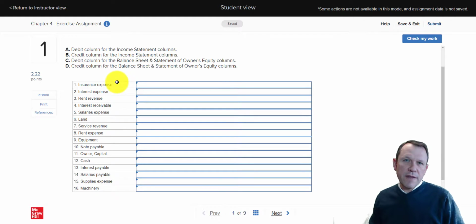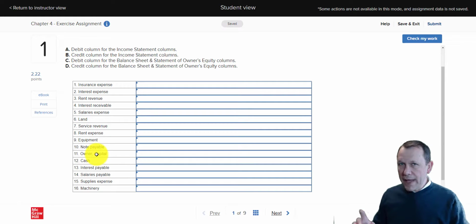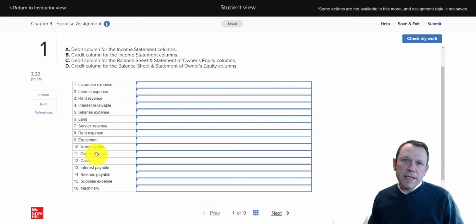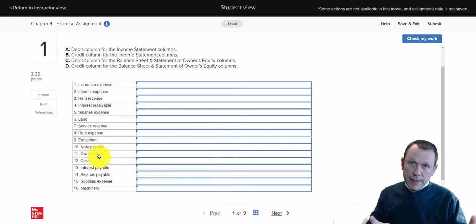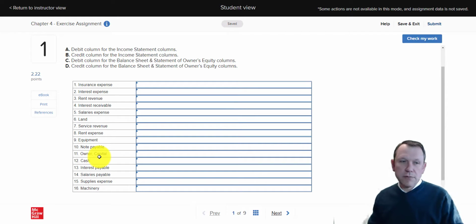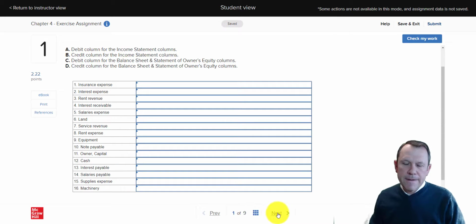As you get to the equity accounts, like capital, it depends on whether it's going to increase the equity overall or decrease it. The capital account is the main equity account. That one's going to follow the normal equity balance, which is credit. And the withdrawals, of course, are going to be opposite of that because they're going to decrease equity. So withdrawals are going to be debit balances. So hopefully that helps you a little bit on the guidance there.